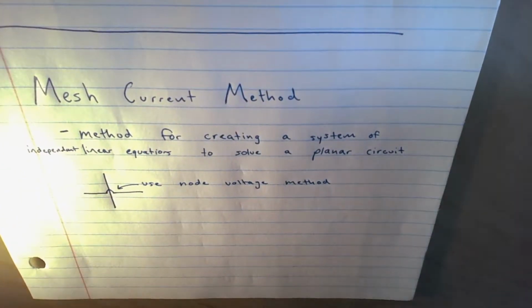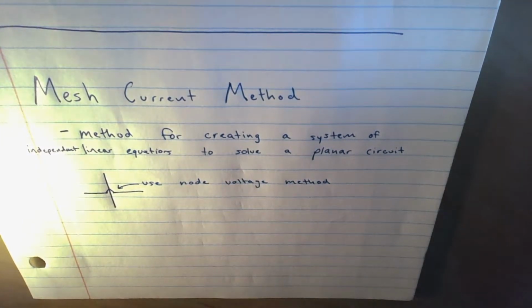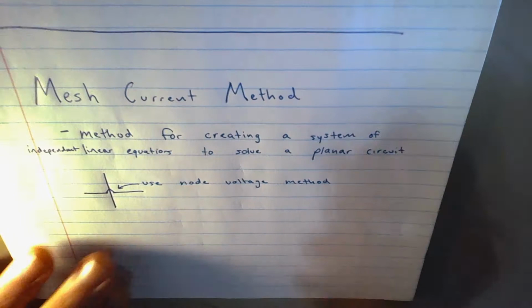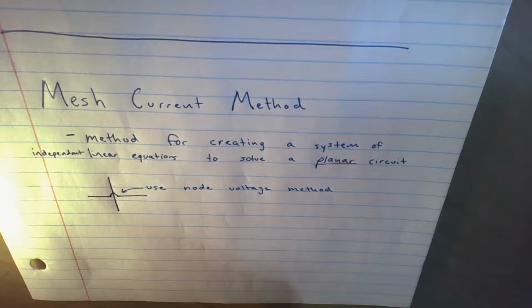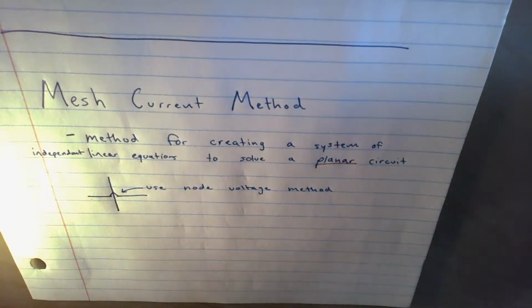Mesh current method is a method for creating a system of independent linear equations to solve for a planar circuit. All this means is that for planar circuits, if we see two wires cross, we best save our time and use node voltage method just to be safe. This is very good because rather than having to think about what equations we write, we're given a step-by-step approach, and as long as we follow it, we can solve for all the variables and all the voltages and currents in our circuit simultaneously. So we're going to do an example.